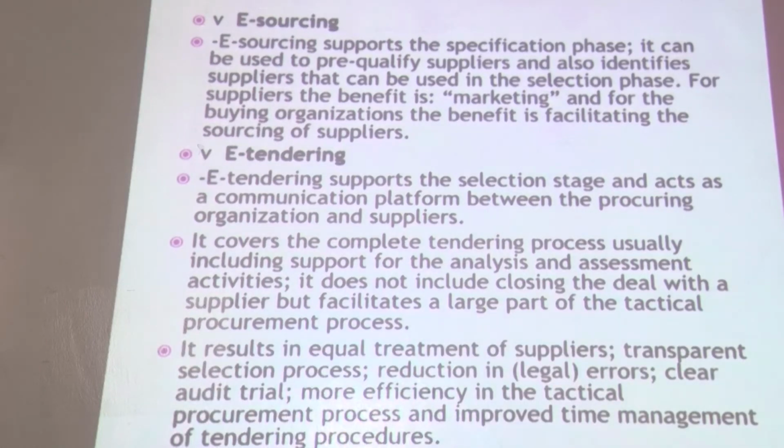It results in equal treatment of suppliers, transparent selection process, reduction in errors or legal errors, clear audit trail, more efficient and technical procurement process, and improvement of time management of the tendering procedure. So you can see e-tendering is very key in any organization. This is because it allows and supports the selection stage of procurement.